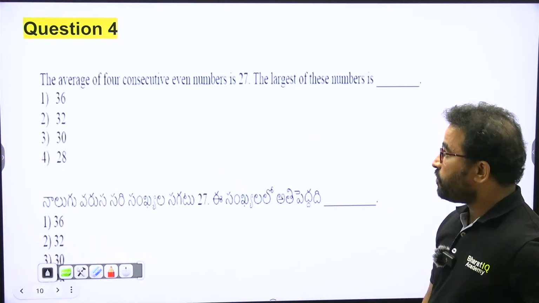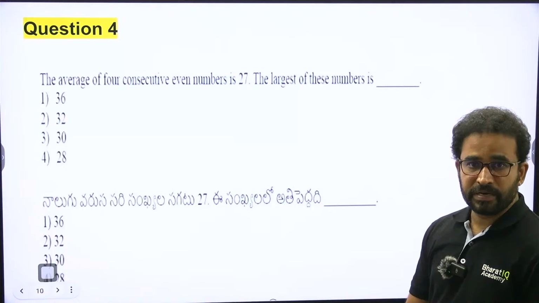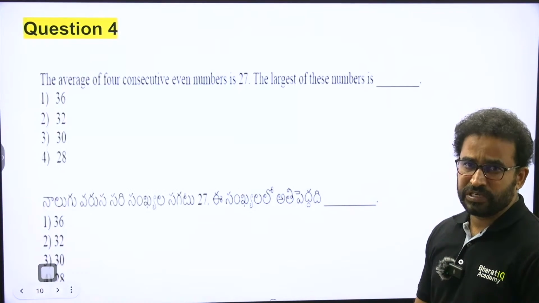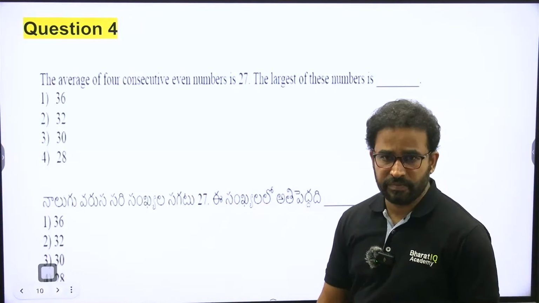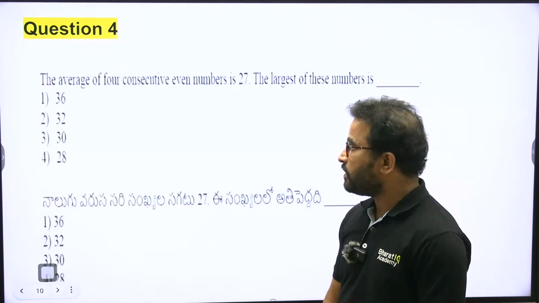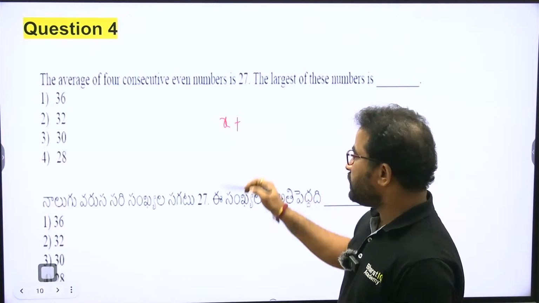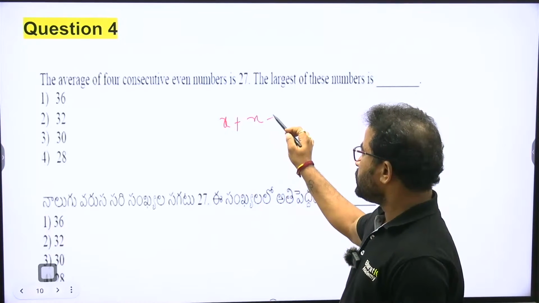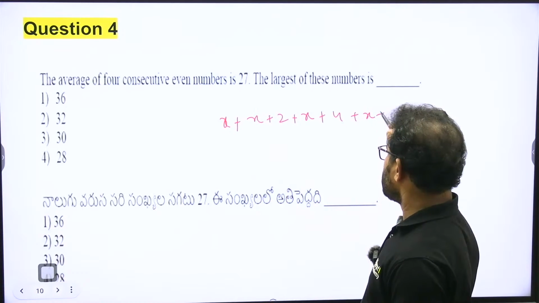Now check out the next question. The average of 4 consecutive even numbers is 27. Find the largest of these numbers. Whenever a question is given from an average point of view, always remember that average is nothing but the sum of the terms divided by the number of terms. Most people try to work it out this way: the difference between any two consecutive even numbers is 2. So they solve x, x plus 2, x plus 4, x plus 6.